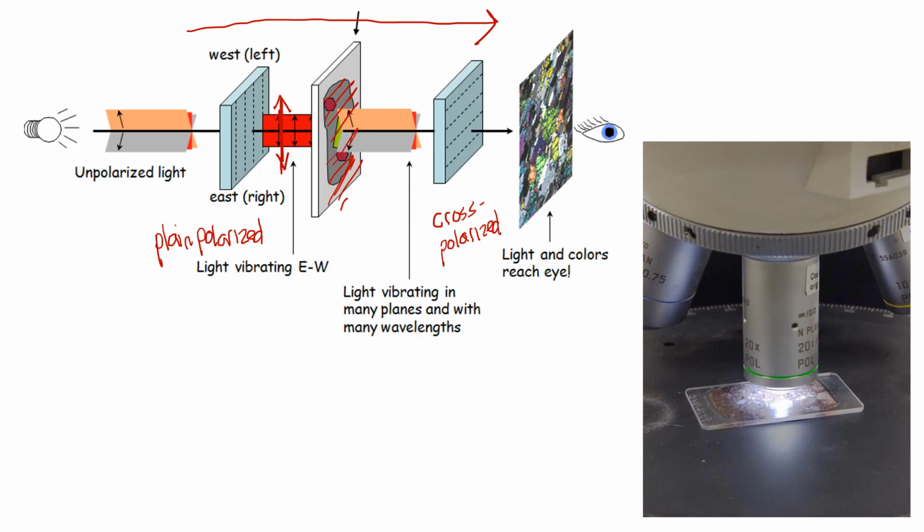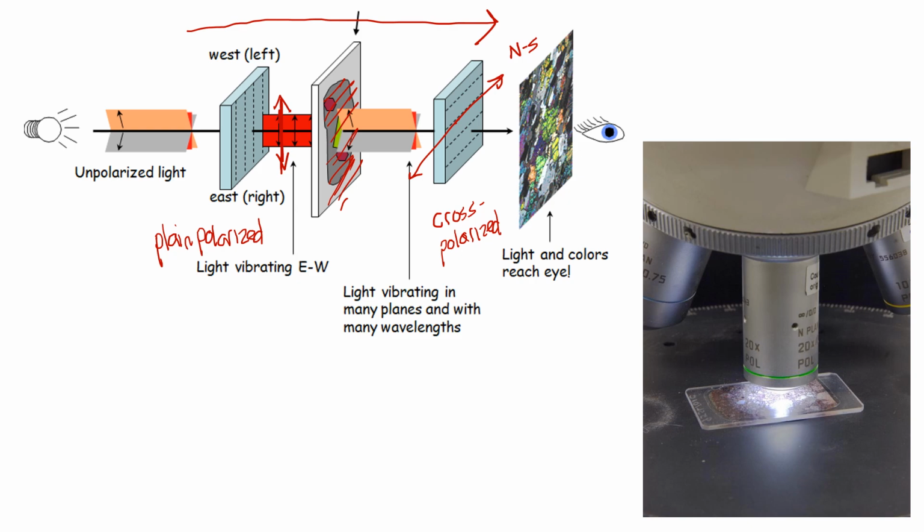Now, let me back up a second. If I don't do anything to my light, if it comes through the first polarizer and it doesn't go through my sample, or if it goes through my sample without changing, what's going to happen is when that east-west polarized light reaches the second polarizer, which is north-south, it's only going to emit light that's going north-south, but the light is going only east-west, and so none of the light will go through.